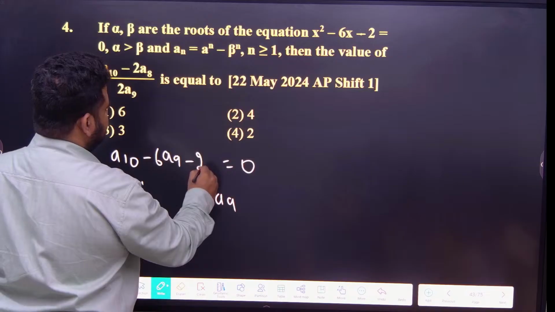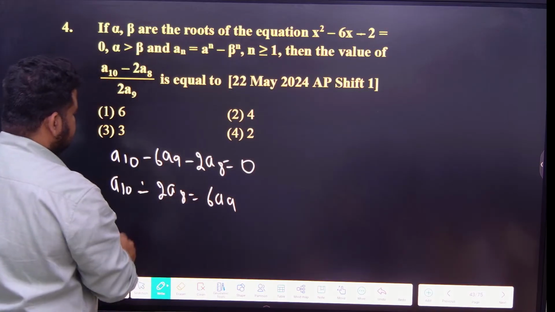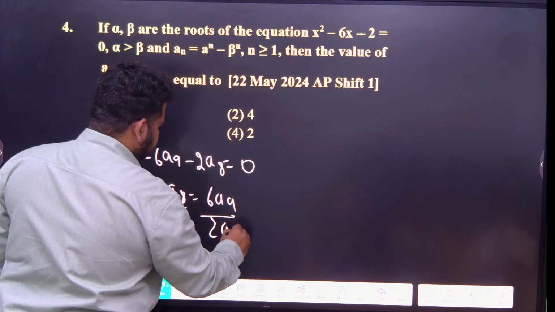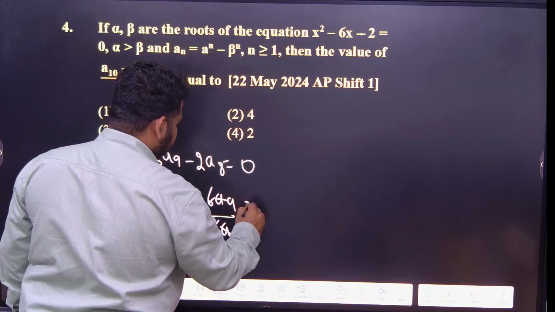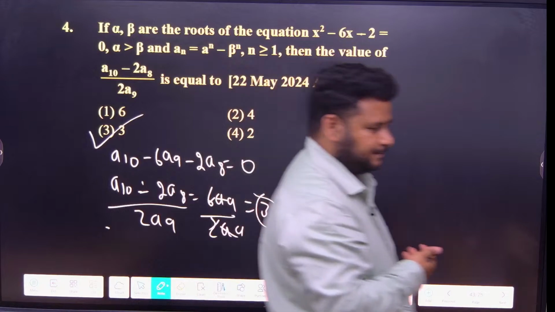Minus 2a8. This is minus 2a8 is equal to this one, divided by what? 2a9. Divided by 2a9. So a9 a9 cancel. We will get what? 2 3s. Understood the question? There is a mistake in the question. Third one. Understood? Very simple. They have asked such questions.